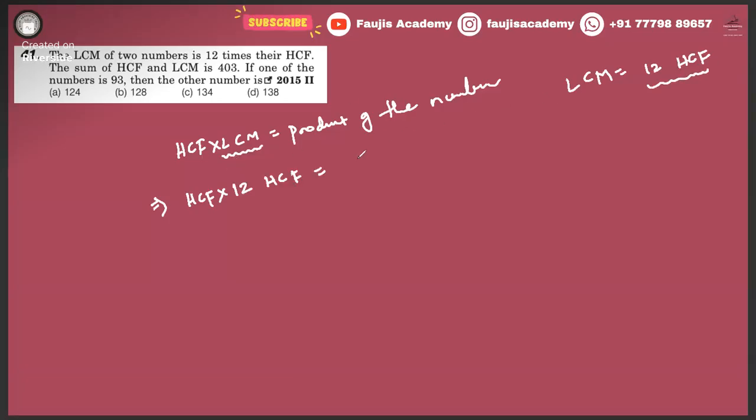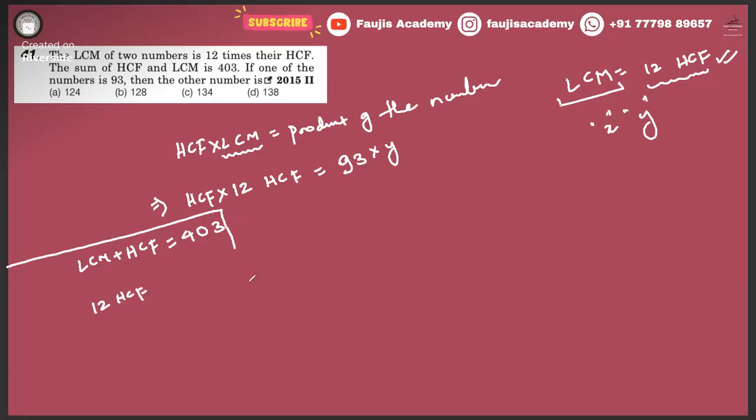The product of the two numbers: one number is 93, and we don't know the other number. One number is X, the other number is Y. Is there any more information we are yet to utilize? They have also given 403. We also know LCM is equal to 12 times HCF. Can we write 12 times HCF? Yes, sir.